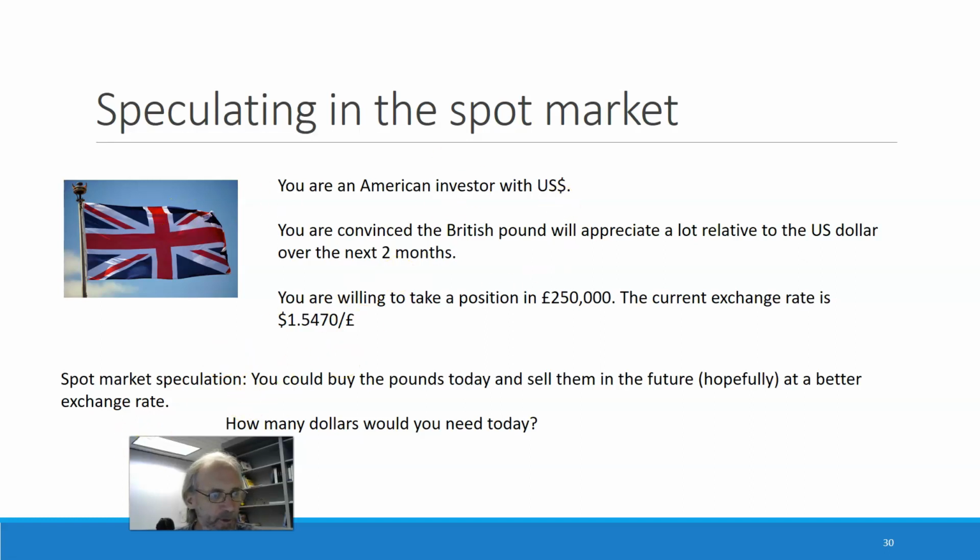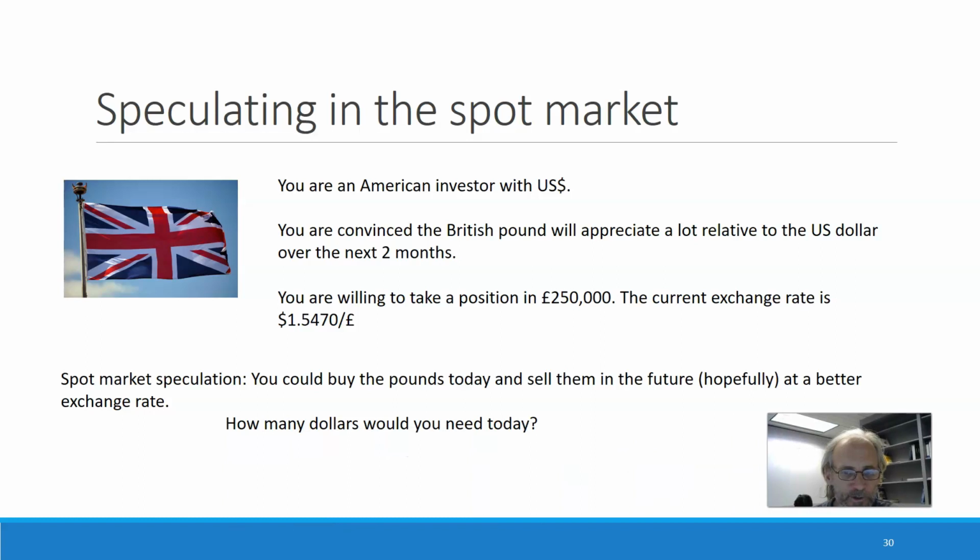So I've got an example here where you're an American investor, you deal in US dollars, but you're convinced that the British pound is going to appreciate a lot relative to the US dollar in the future, meaning you're convinced that the British pound will buy more dollars in the future than it does now. Okay? So you're willing to take a position up to 250,000 pounds. And the current exchange rate is that much per pound.